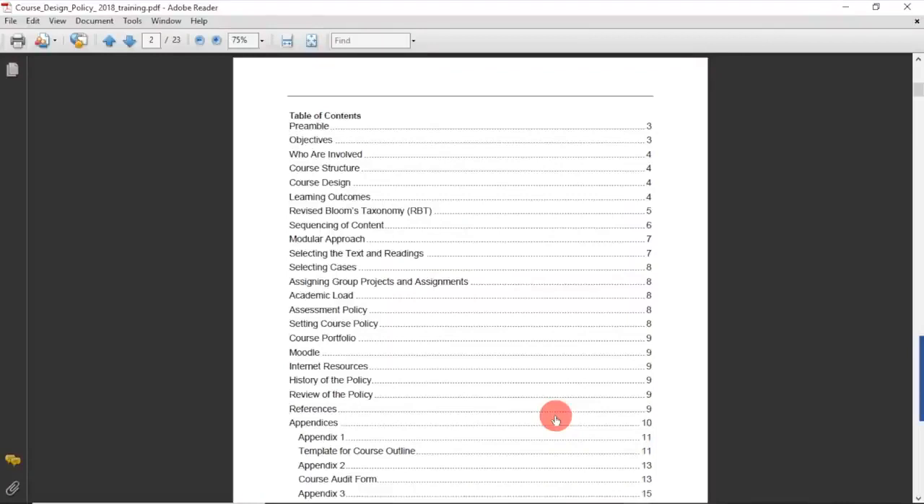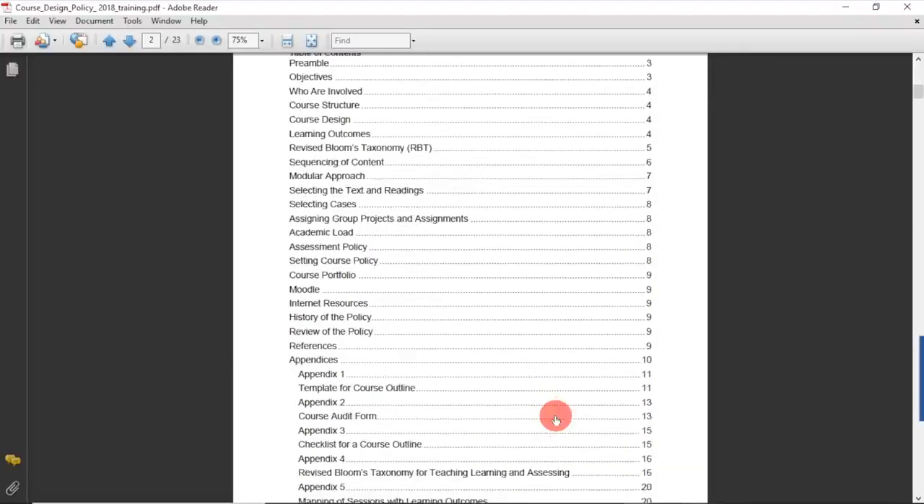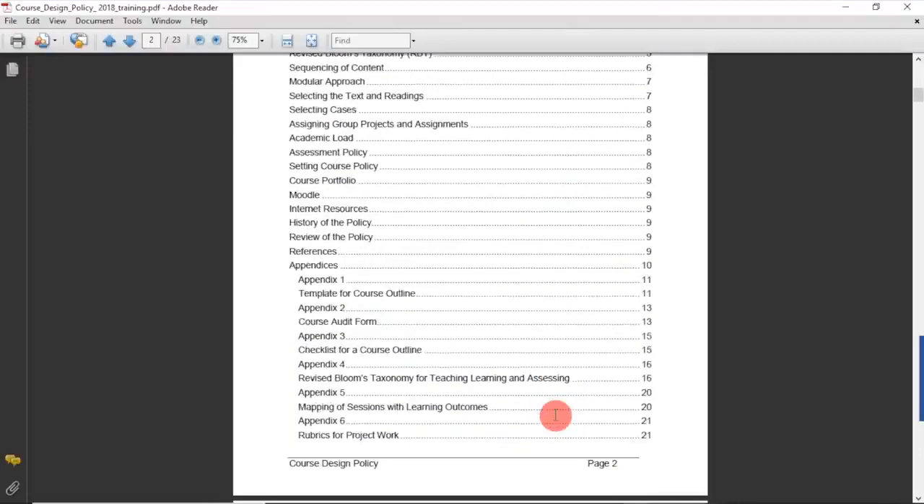Setting course policy, course portfolio, how are we going to test, and what is our learning management system, called LMS. We were using Moodle. What internet resources do we plan to use? So this was the second policy which was in line. Then the history of this policy: we discussed what changes we made in the previous policy as far as this policy is concerned. And then there were some set of appendices which I am going to run through.